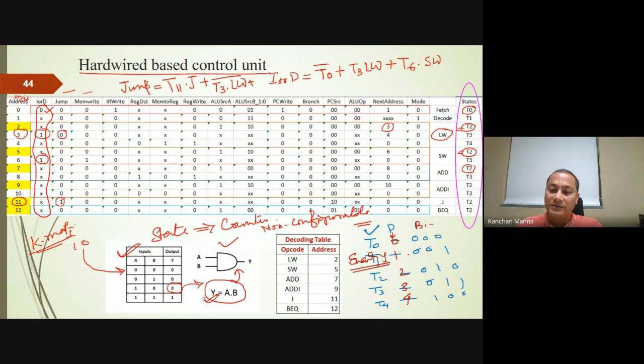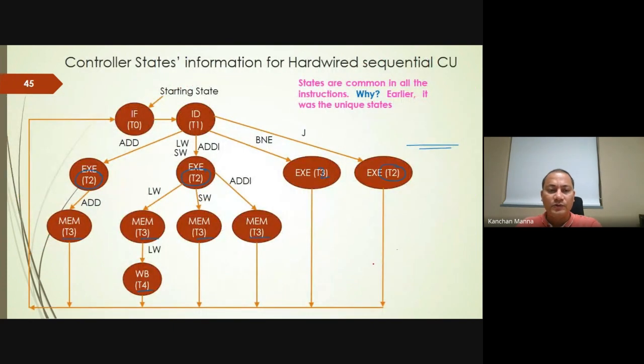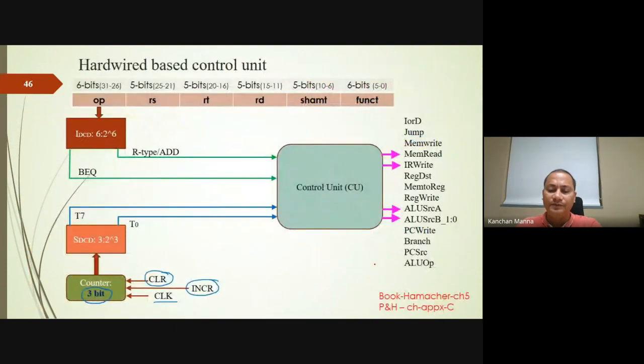We have encoded this, and we are generating this using the counter. Now, as we have encoded, we want to get back these symbols, T0 and so on. And how can we get that? We can get that value using the decoder. If we feed this counter value to this decoder, this is the 3 to 2 power 3 decoder.